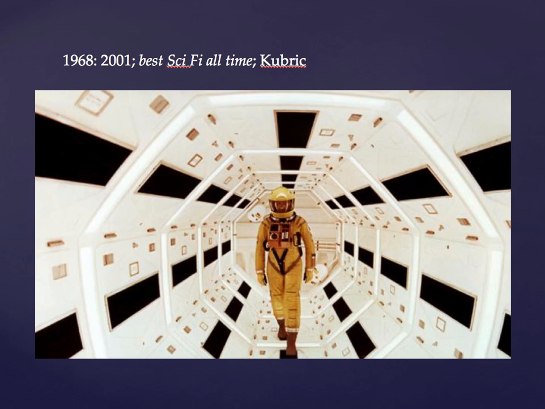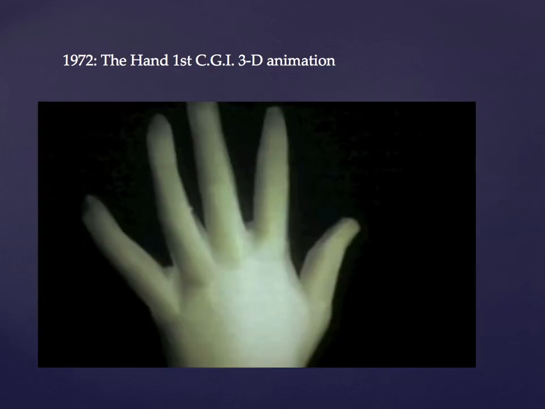All right, so let's dive in to actual CGI. And here from 1972 we have the hand. And that's pretty much it. It's just this hand, and it turns, and makes a fist and so on.